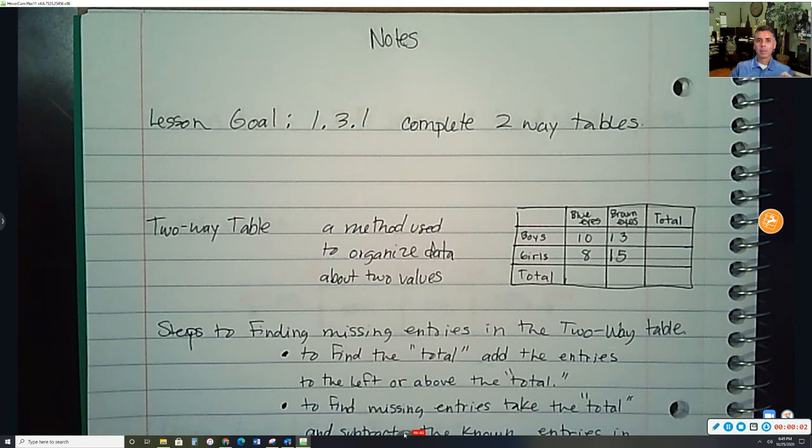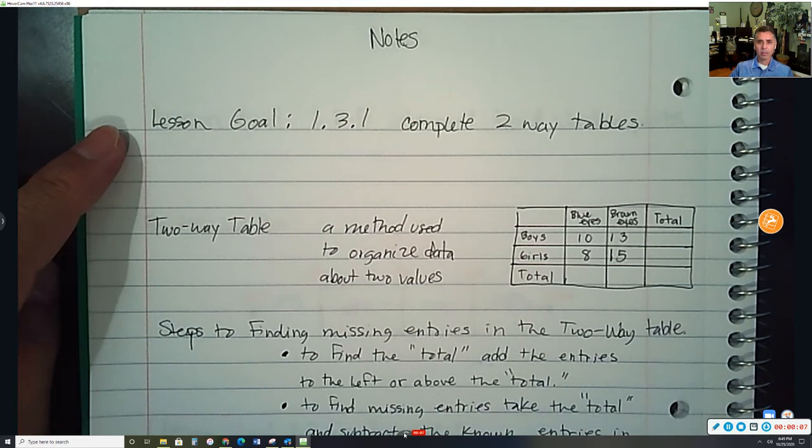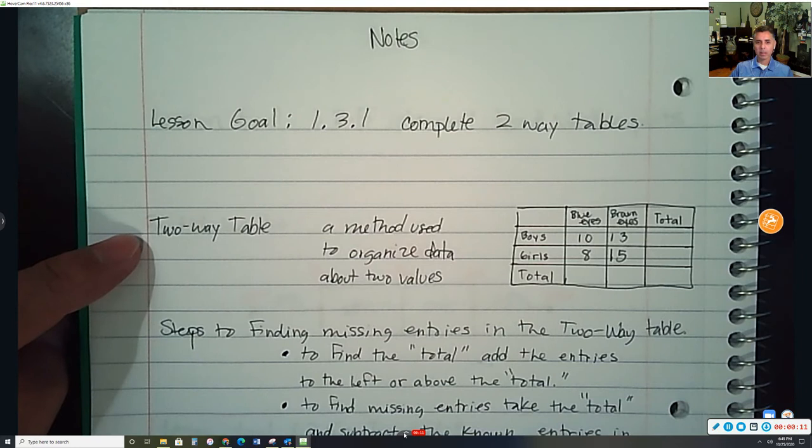Hey everyone, so we have notes today. Today's lesson goal 131, complete two-way tables. A two-way table is just a method used to organize data about two values, and then maybe more than two values, but really it's a way to organize data in a table. Usually the data is from a survey or from a poll.